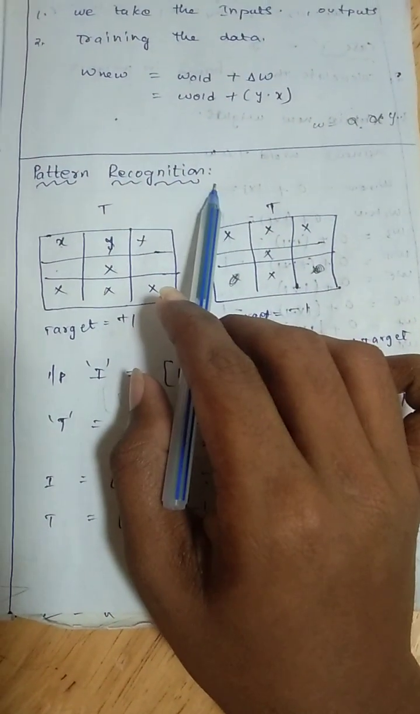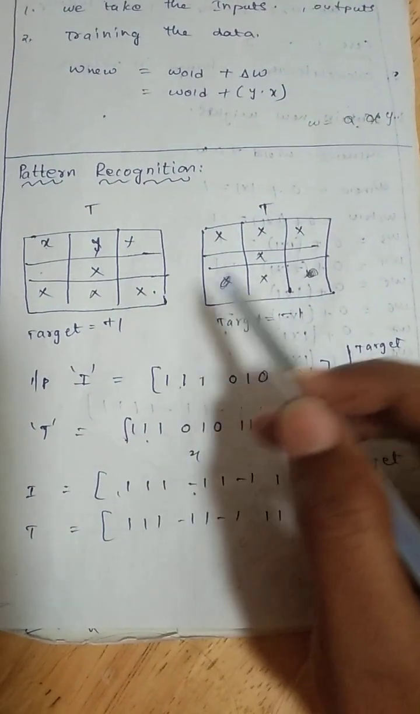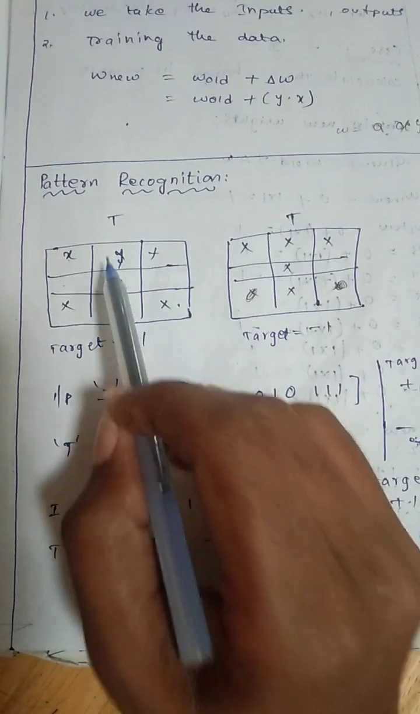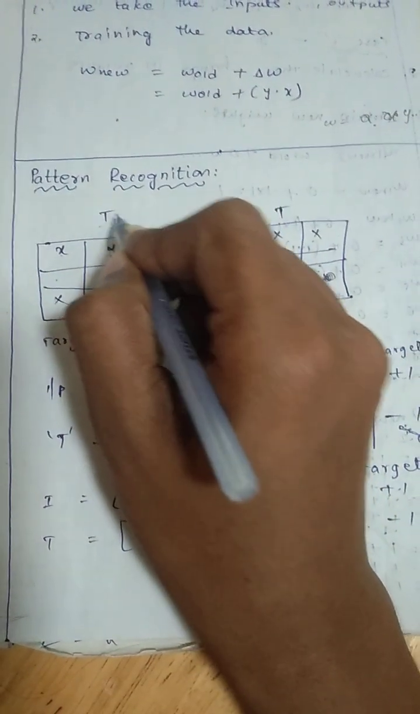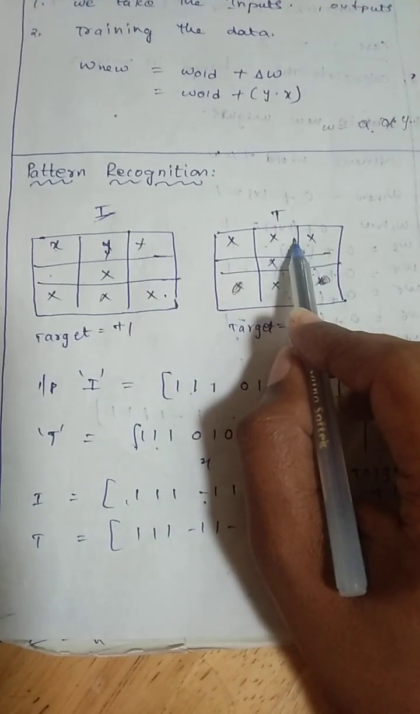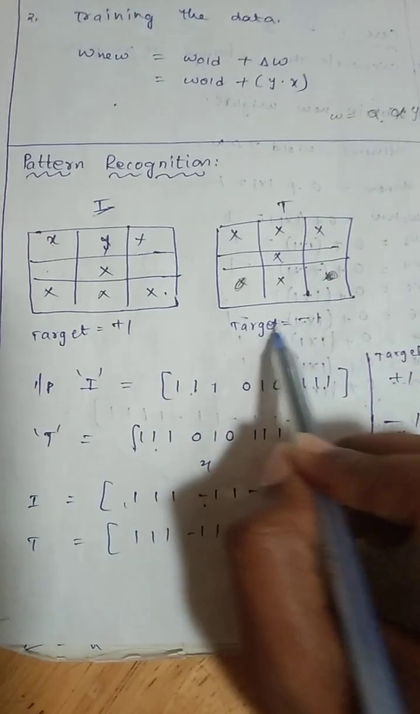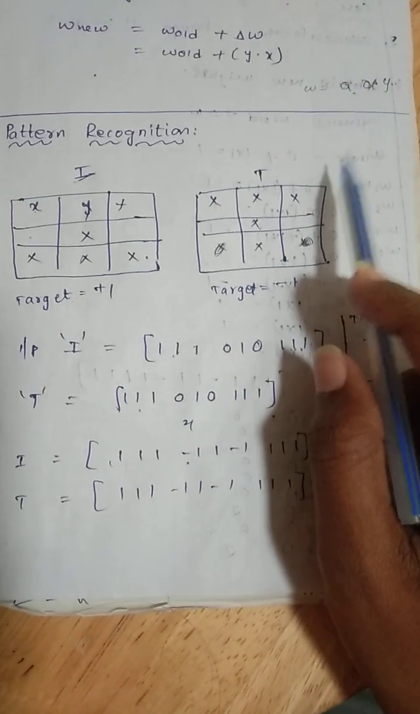Pattern recognition. It is a kind of Hebbian learning, used for recognizing patterns. Let us see, here we observe two patterns: one is seen as the I shape, and the other is seen as the T shape. They mentioned in the question that the target is +1 for the I component, and the target is -1 for the T component.